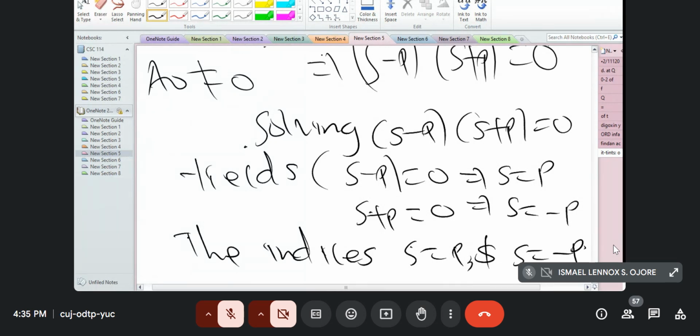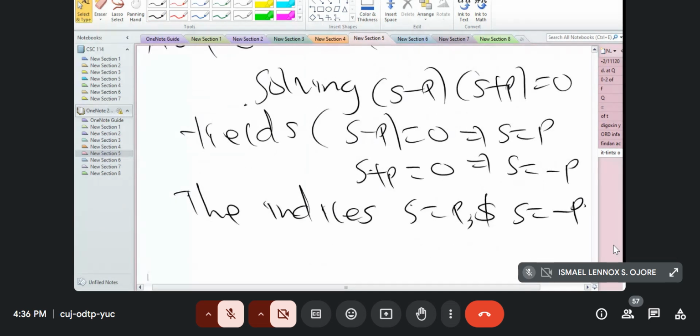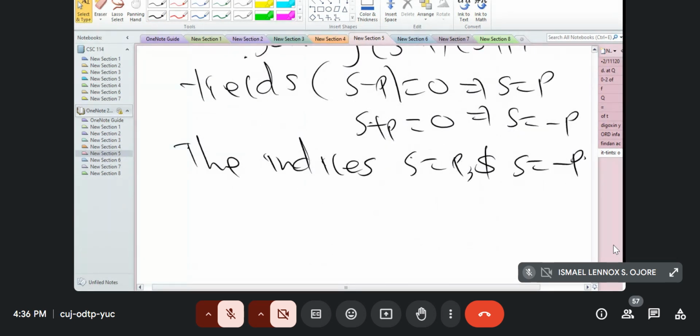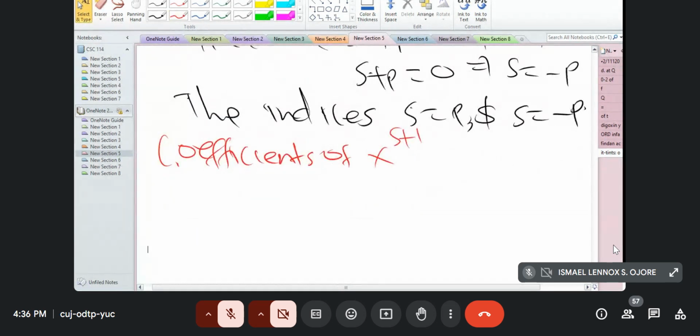So as we've solved for the indices, next we proceed to solve the coefficients of x to the s plus 1, because the coefficients of all the powers of x must be set equal to 0 separately. Next, we need to check the coefficients of x to the s plus 1. We need to equate this to 0 and then solve. What do we have?